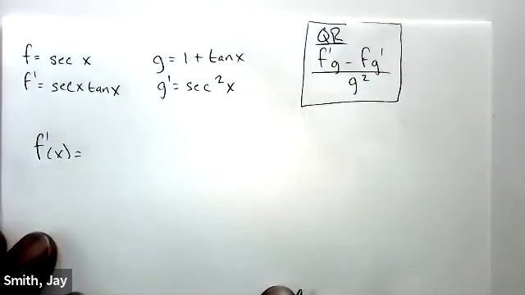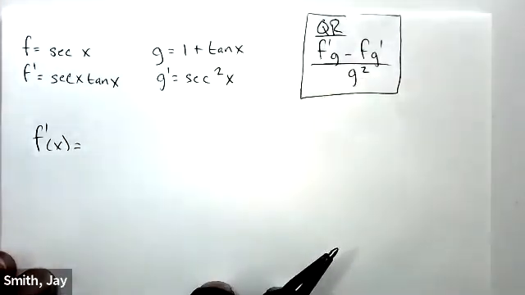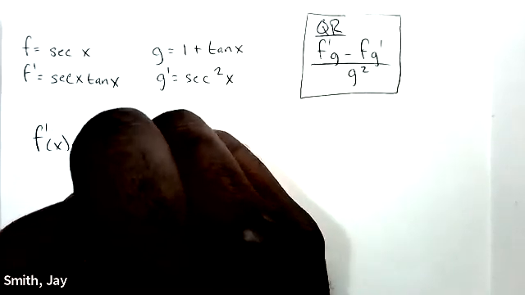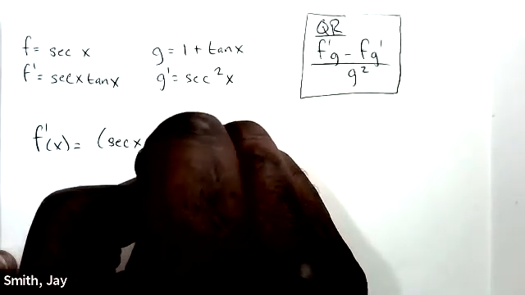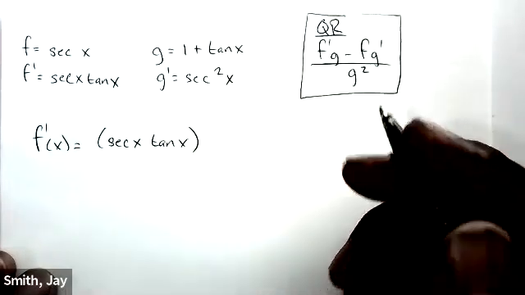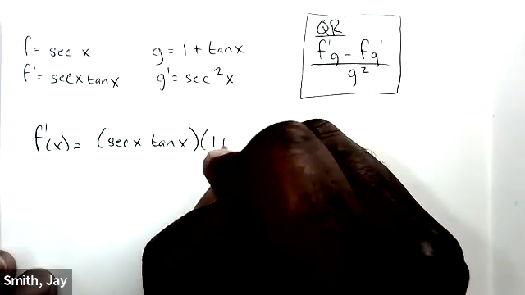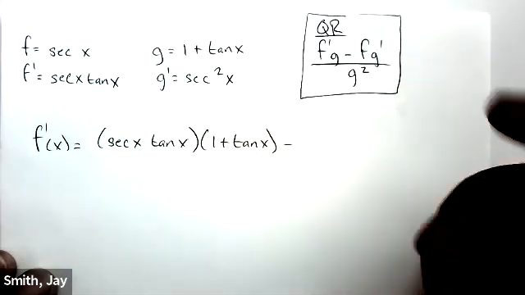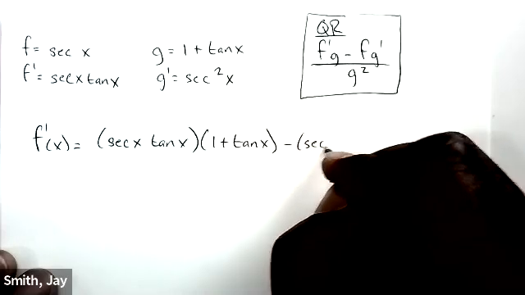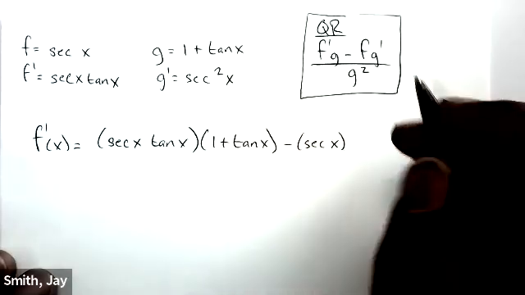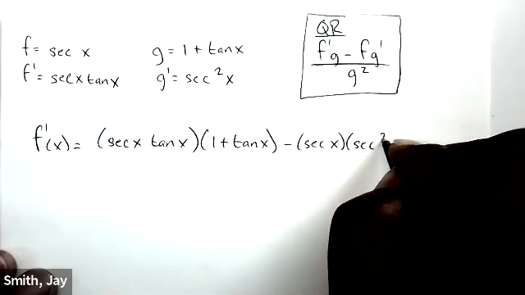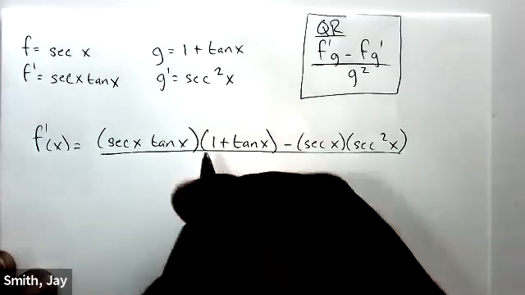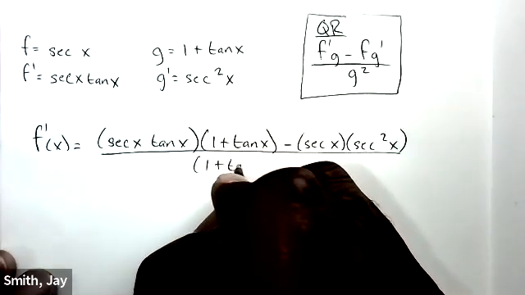F prime of x, we just need to plug everything into its appropriate place in the quotient rule. Quotient rule: f prime g, f prime, secant x tangent x, times g, 1 plus tangent x, minus f, secant x, times g prime, secant squared of x. All of this is being divided by g squared. In this problem that would be 1 plus tangent x raised to the second power.